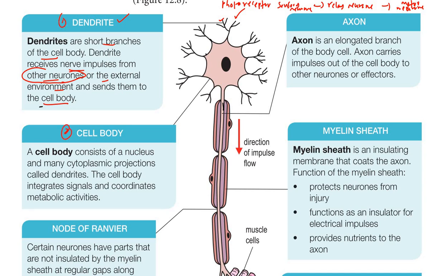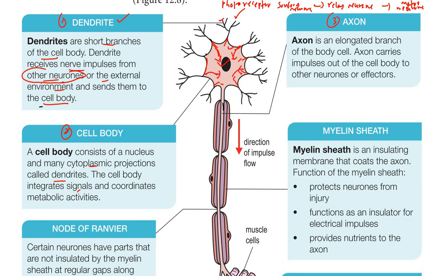The second one, we have the cell body. So the cell body is this one, this whole structure. The cell body consists of a nucleus and many cytoplasmic projections called dendrites. So this is known as cytoplasmic projection. Dendrites are connected to this cell body. The cell body integrates signals and coordinates metabolic activities. So the function of the cell body is actually to integrate signals, receive the impulse from the dendrites. All the impulse will flow into the cell body. And then what happened?